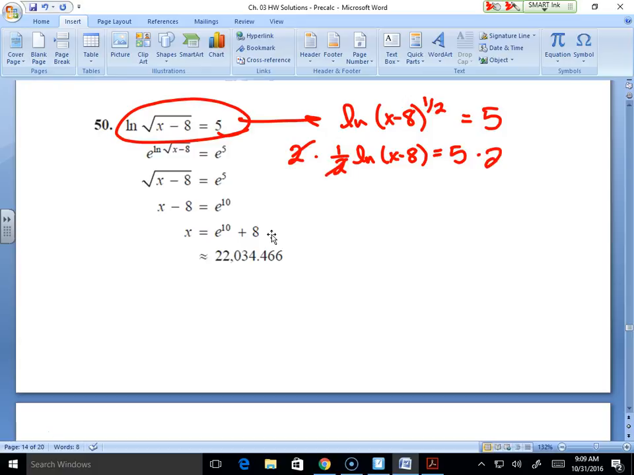Times 2, right? And then all of a sudden, you don't even have to worry about that nasty square root. Not that it's going to be really that different of an answer, but you get to the 10 in a different way than down there.